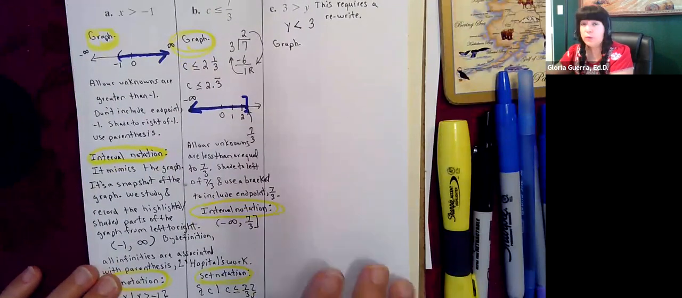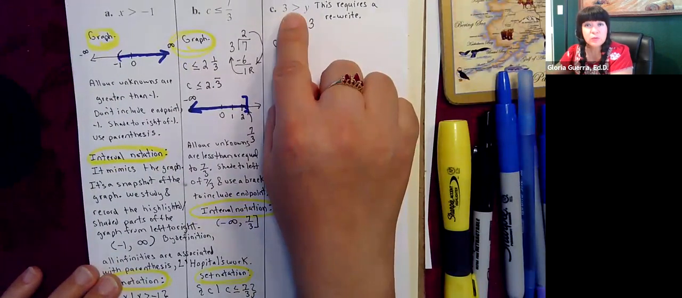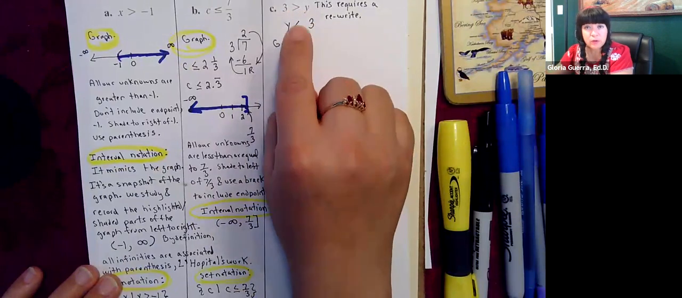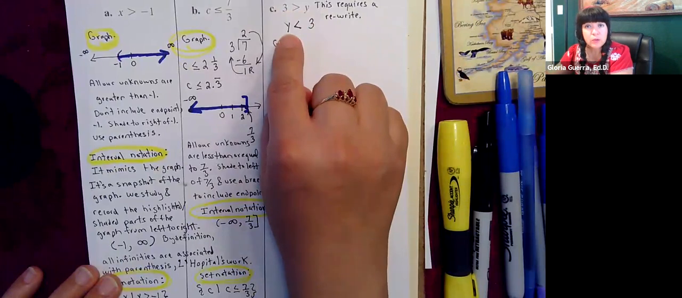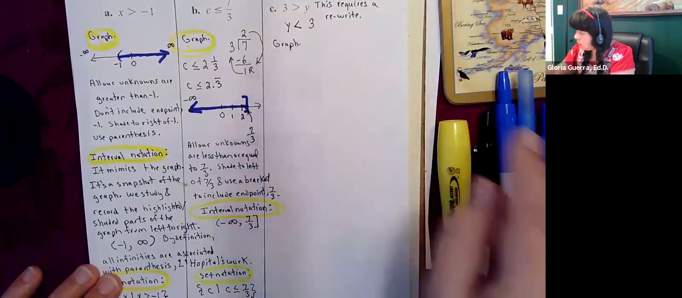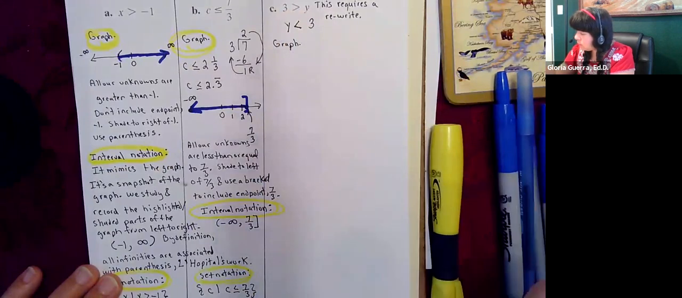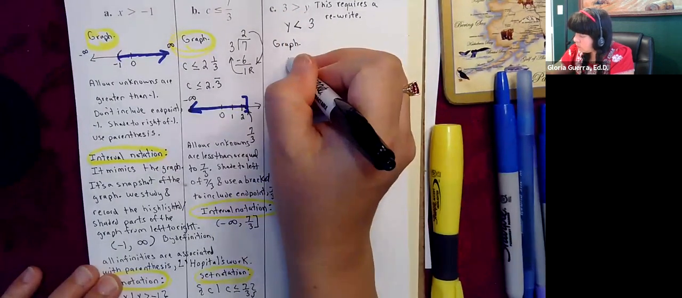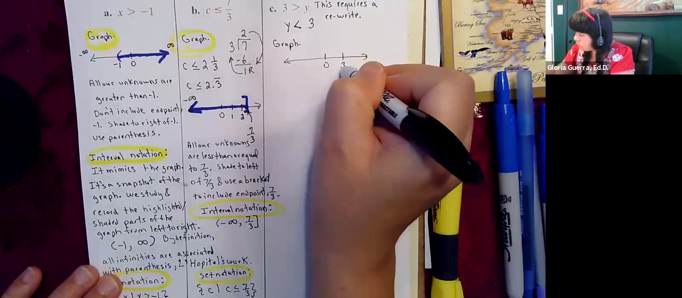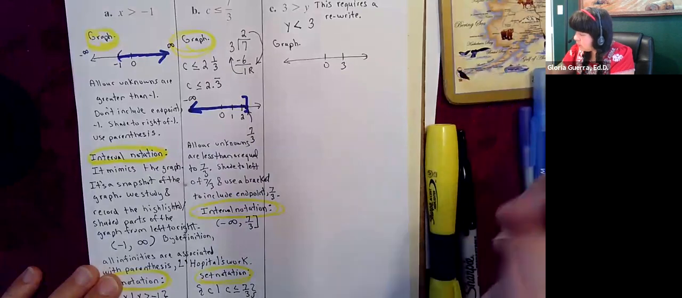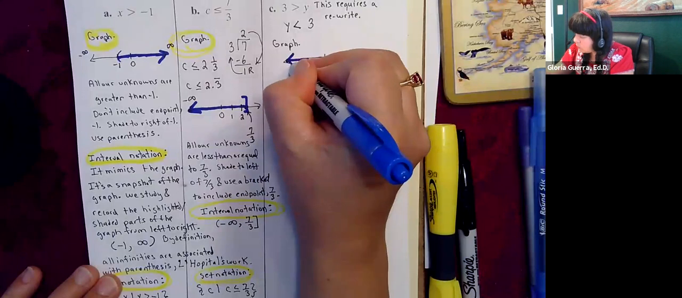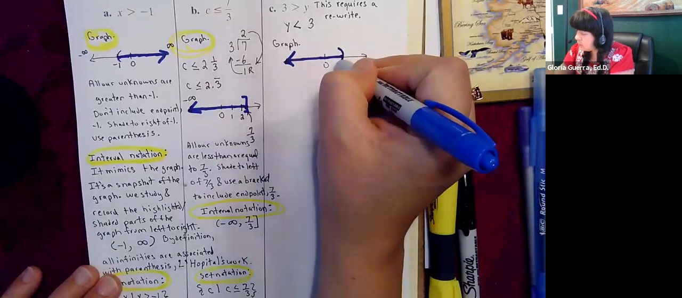Okay, next, this one we already rewrote. It just says 3 is greater than y. So you have to rewrite this one. You have to follow the order: variable, inequality, constant. So we have y is less than 3. So in our graph, here's 0, here's 3. y is less than 3. So we're shading to the left, and then we're using parentheses.